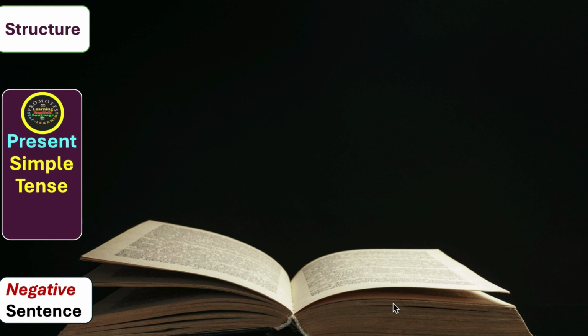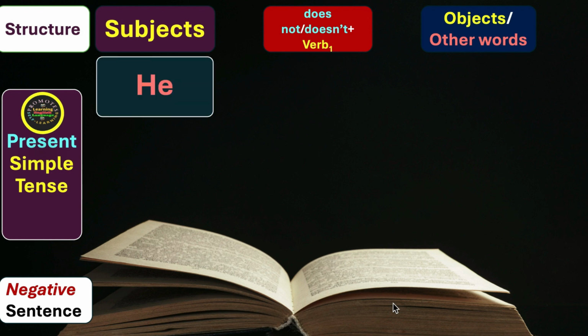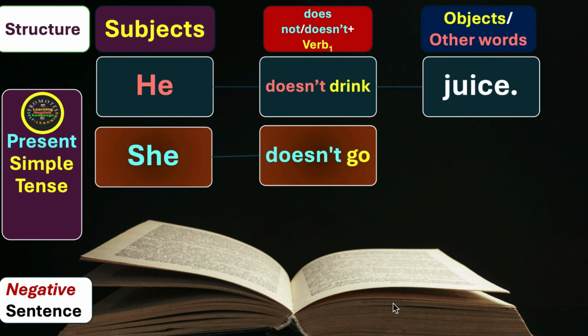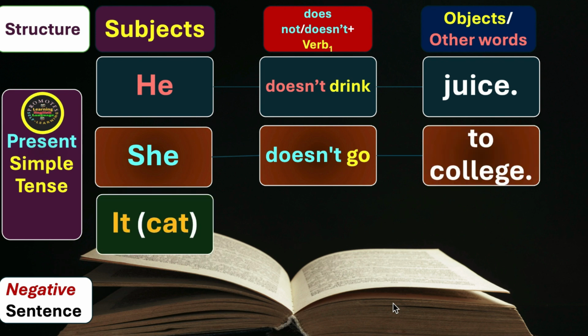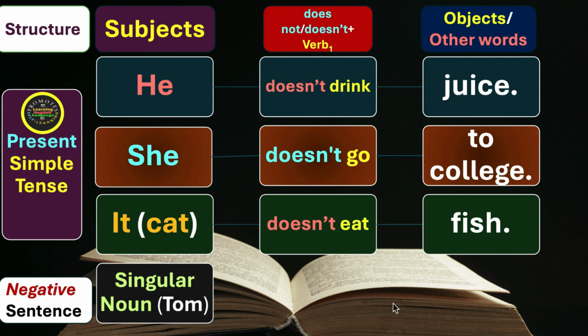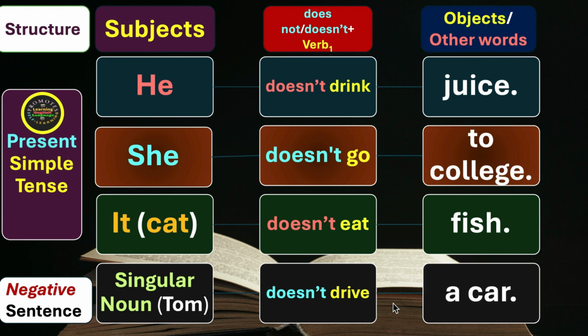Continue our discussion. Structure of present simple tense in the negative form of sentence. In the negative, we have the subject, but we add does not or doesn't with the first form of the verb, and we have objects or other words. If you have he, we use doesn't, or you can also say does not, but the short form is doesn't. And then the first form of the verb drink, and we have the object juice. Likewise, she doesn't go to college. It for cat here, doesn't, and the first form of the verb eat fish. A singular noun like Tom, David, Fatima, Rani, doesn't, and the first form of the verb drive, and we have the object, a car.